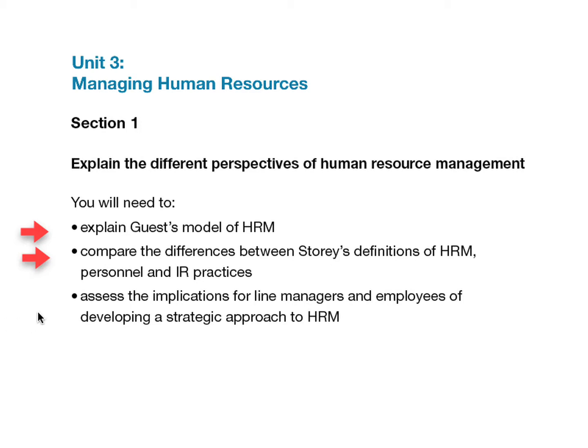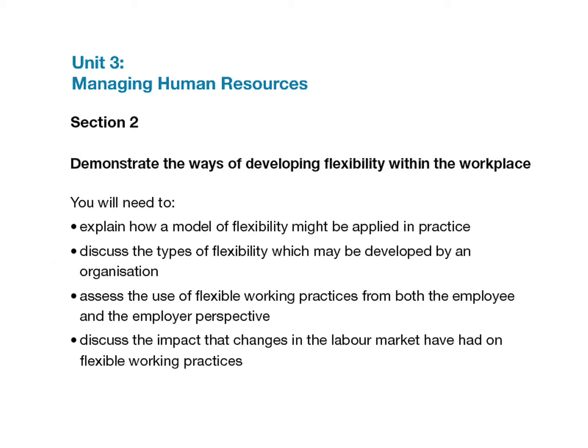On bullet point 3, you'll need to explain what a strategic approach to HRM might be, and then discuss the implications and expected role of line managers and employees in implementing and carrying out that strategy. For example, more responsibility, more direct authority given to line managers, and the implications of that for the line manager and for the employees.